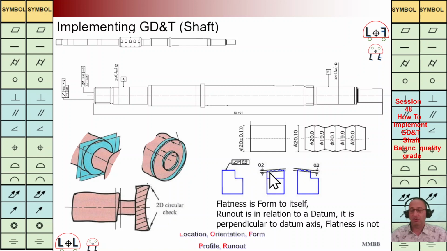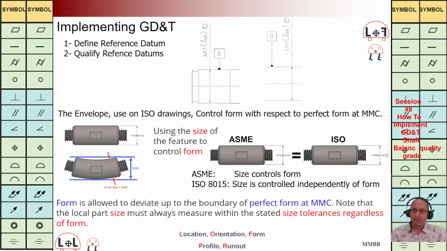It doesn't control the orientation. In order to control the orientation, we need to have run out or total run out, or let's say perpendicularity. We will talk about that issue. At the first step, we have reference axes A and B. We qualify A and B by the size tolerance, as we have used H7 here, and based on the ISO standard, we need to write E here. But in ASME, if we don't write E, it is exactly the same as the ISO standard.